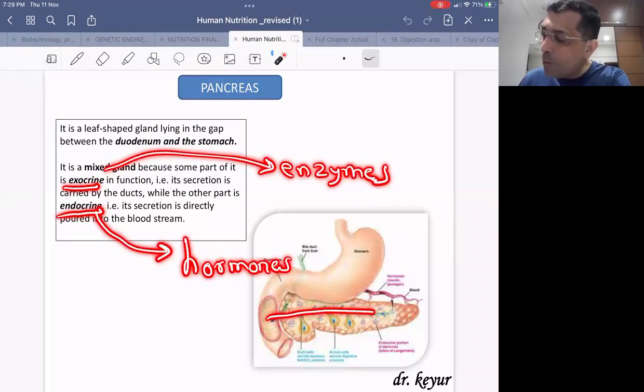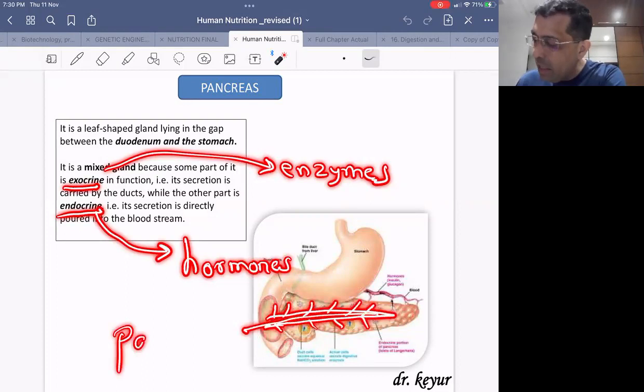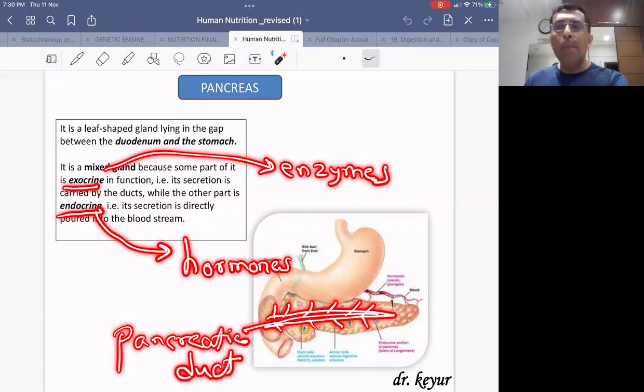And enzymes produced by the pancreas go into ducts, and these ducts open into a large duct which is called the pancreatic duct, which we have just done. Pancreatic duct along with the hepatic duct forms the hepatopancreatic duct, which opens in the duodenum, and pancreatic enzymes enter into the duodenum. And then you have hormones produced by endocrine cells. You all have heard of it, insulin and glucagon.